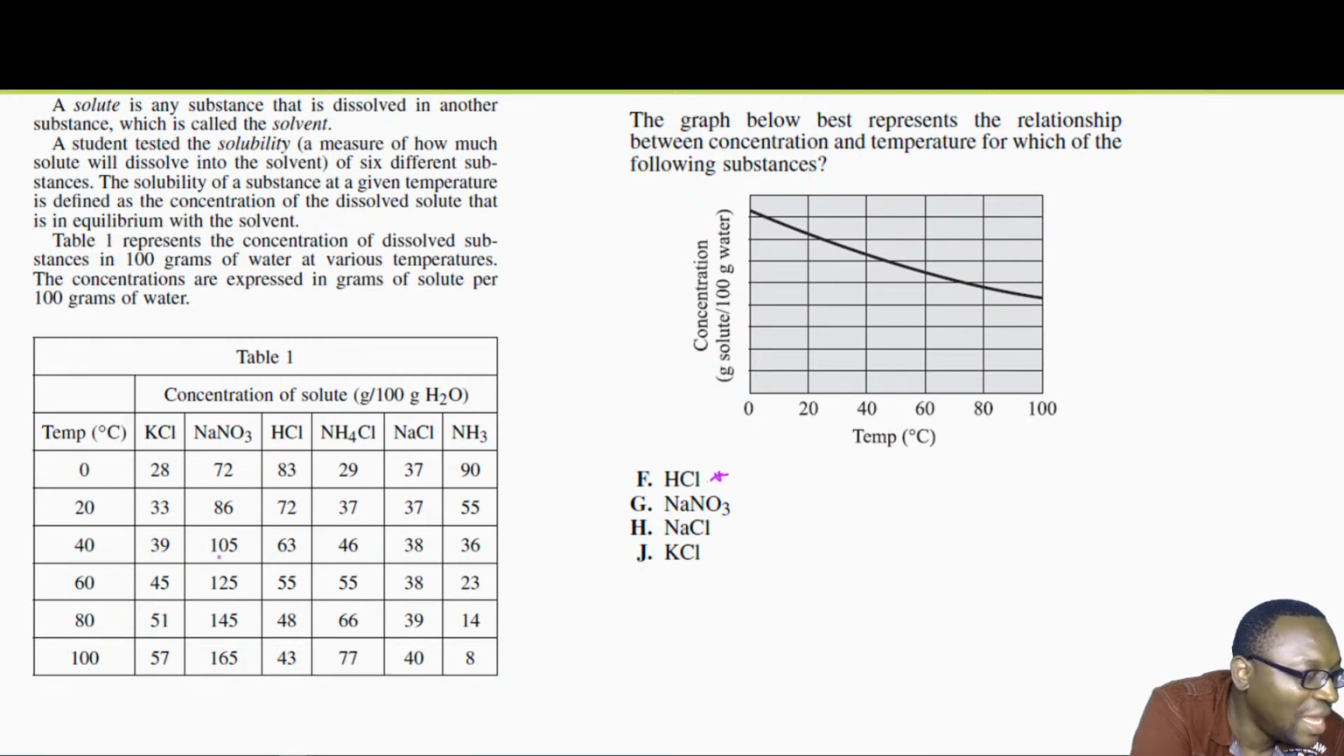Then we look at NaNO3, which is this one right here. At 0, you have 72, which you could say, okay, maybe that's close enough. But at 20, you have 86, so it should go up. So that is not going to work.